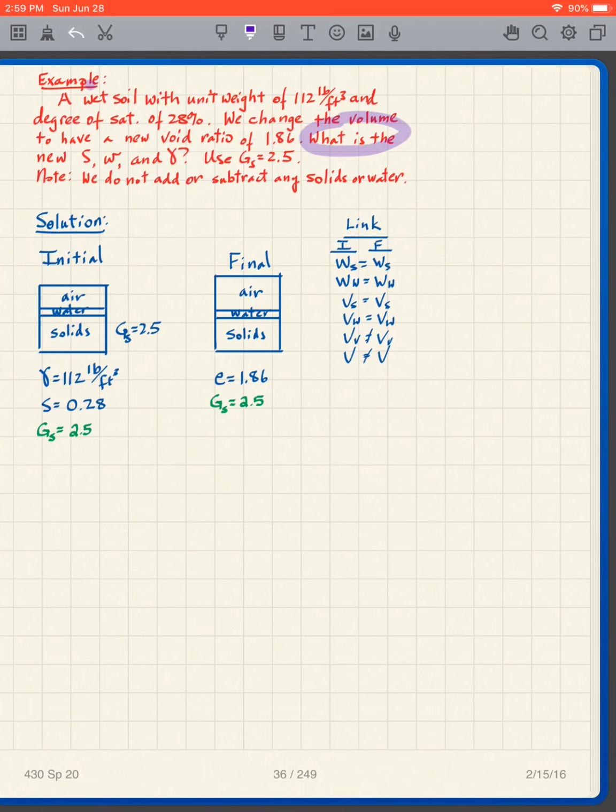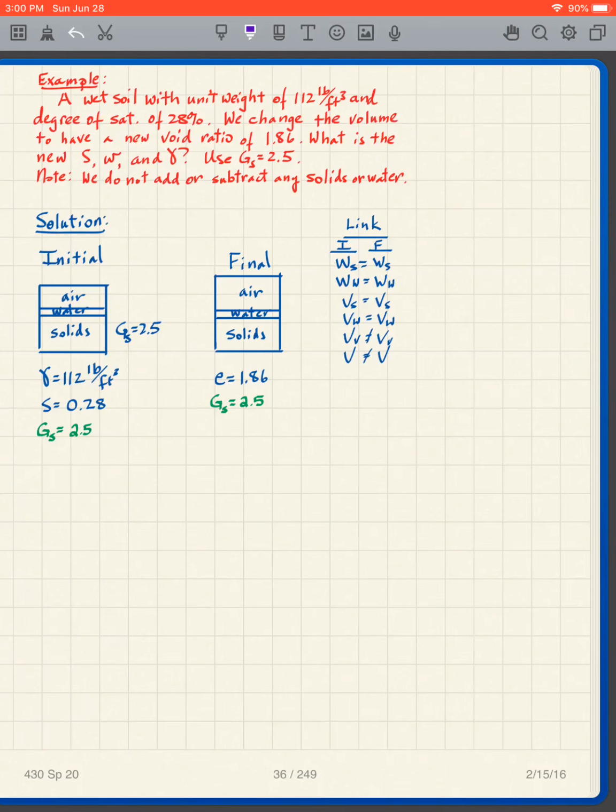What is the new degree of saturation, water content, and density? Use G sub S equals 2.5. Now remember, whenever I've given a G sub S, that means that you can easily go from the weight of the solids to the volume of the solids, or from the volume of the solids to the weight of the solids. It's very straightforward because you have the G sub S. That means you have the density of the solids. So that's what should key in your mind as you solve this problem.